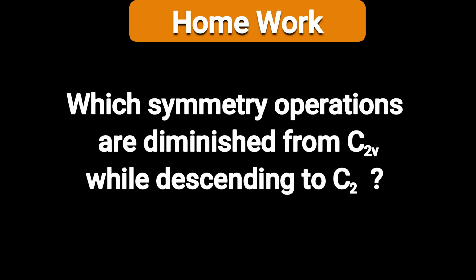Now I am asking one simple question. C2 is a subgroup of C2v. What you need to do? Just write all operations in C2v, all operations in the C2 point group, and write the answer in the comment box. Which symmetry operations are not there in C2 but are there in the C2v point group? Means which symmetries are diminished while descending from C2v to C2. Just write those operations which are diminished in the comment box.